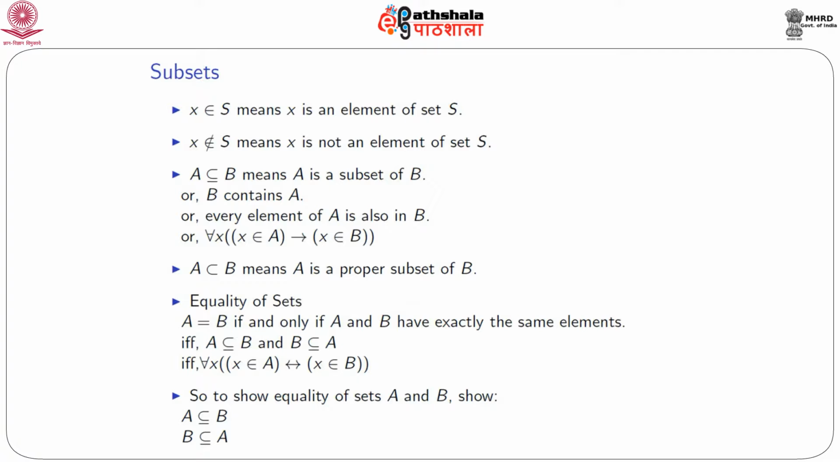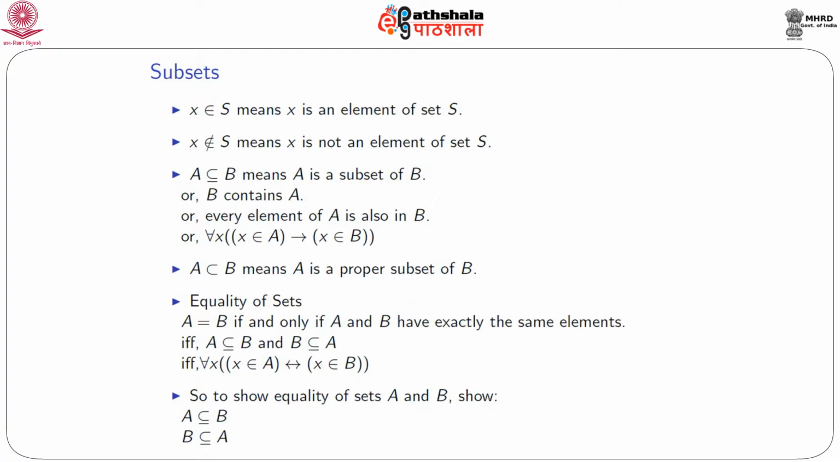So, we can say alternatively that if and only if A is a subset of B as well as B is a subset of A. If both the conditions hold, then we can say that these two sets are equal. Or we can define it in another way too. We say for all x, if x belongs to A implies and is implied by x belongs to B, then we say that these two sets are equal.